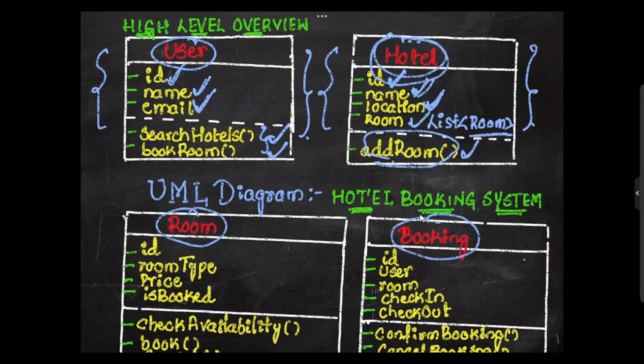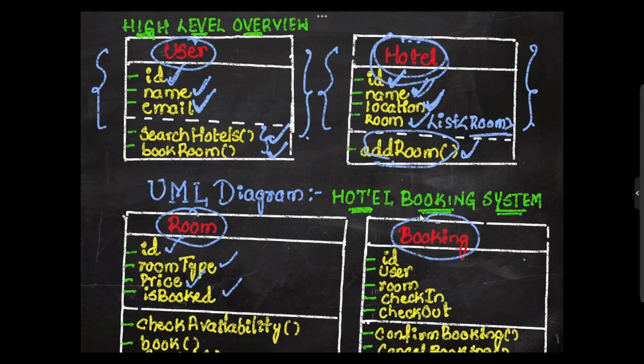So I hope these two are clear, user class and hotel class. Now let's come to the third one, room. Within the room, what are all the things we have here? id, room type, price, as well as is booked.